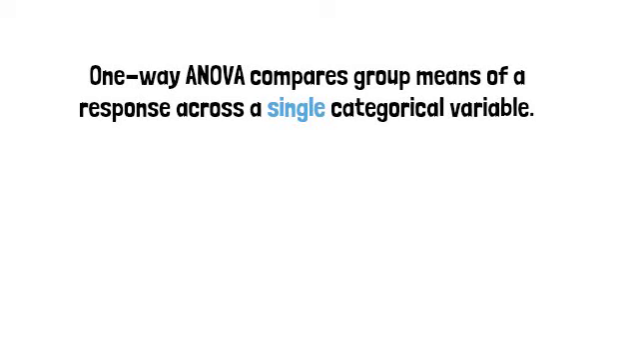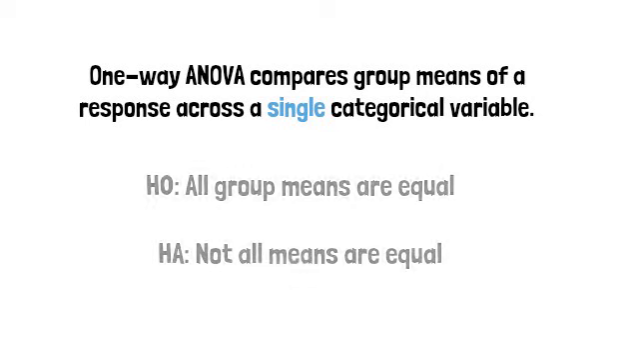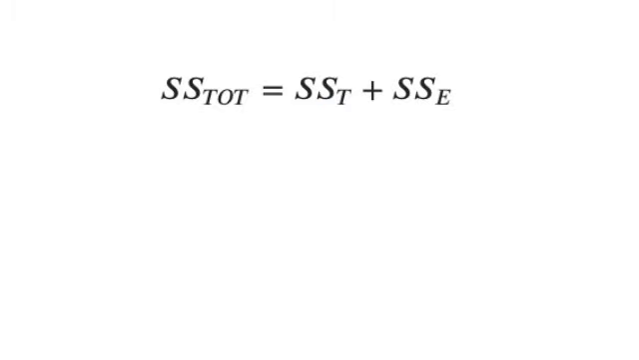So in this video, we'll be focusing on one-way ANOVA, which compares group means of a response across a single categorical variable. The null hypothesis is that all group means are equal, and the alternative is that not all group means are equal. This doesn't necessarily mean that all group means are different, just that at least two means are different. The variability can be represented by something called the sum of squares, which can be broken down into two parts: the treatment sum of squares, SST, which represents the variability between the groups, and the error sum of squares, SSE, which represents the variability within groups.